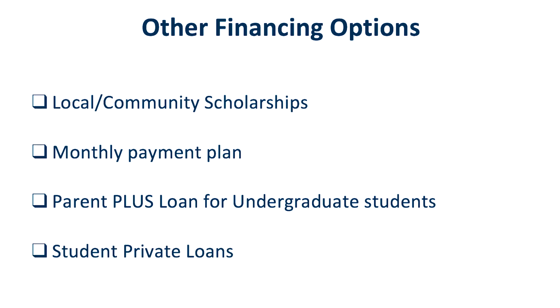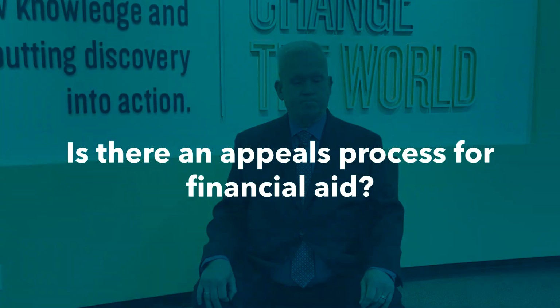And also we look at student private loans. A caution I'm going to give you is private loans are great, but you should go through the federal funding first because they have cheaper interest rates and better repayment terms, as opposed to private loans, which are much more expensive and you must start paying while you're in school.